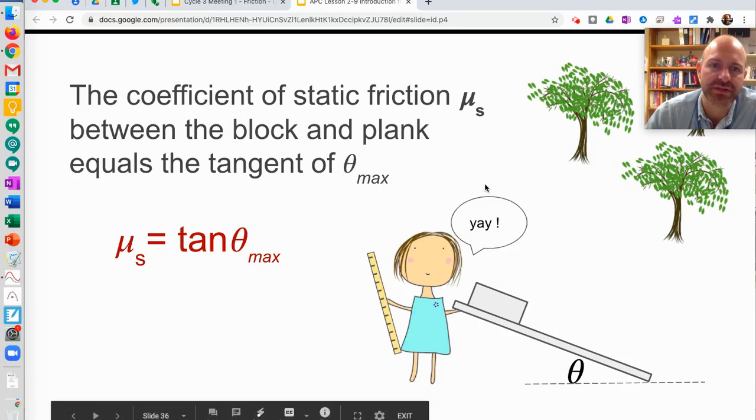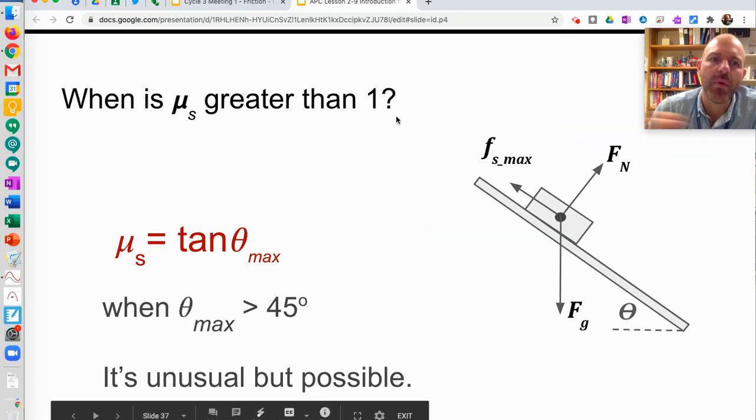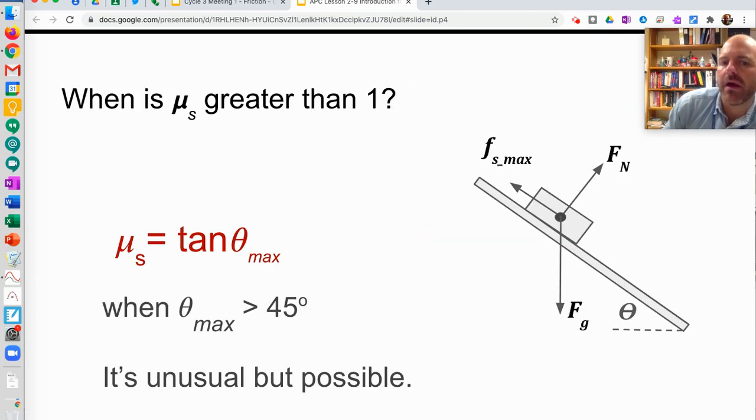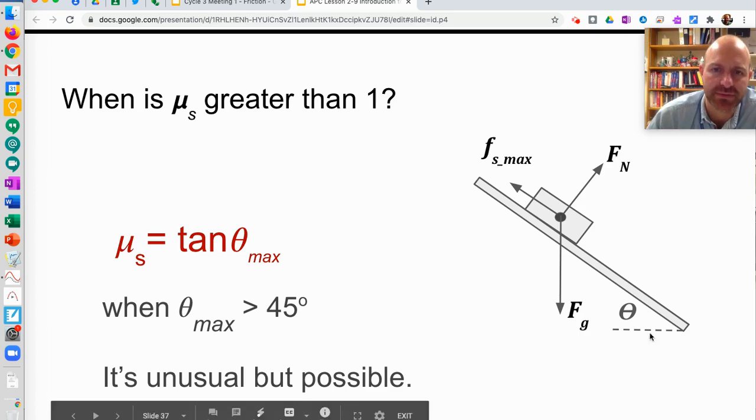You lift it up until you reach that point. We end up with a really interesting result: the maximum static frictional force that you might think makes sense is 1, where you get the same amount of normal force as you do static frictional force. But you can actually have some materials that are so sticky that you have a static frictional coefficient bigger than 1. Unusual, but it is possible.